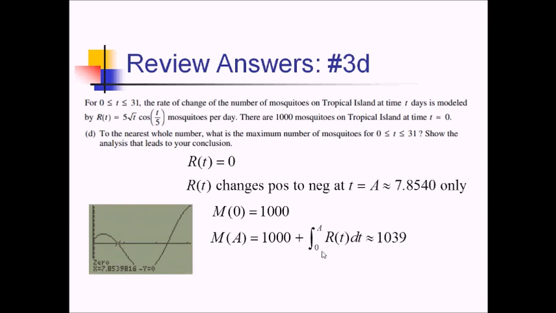All right, now let's do M of 31. Well, hold on a sec. We already calculated that on the last problem part, right? M of 31 we already found was 964. I was about to do 1,000 plus integral from 0 to 31, but we already found it in part C, so why bother? Our max then, they just wanted to know the max number. They didn't care about when it happened. Our max, which happens at time A, is 1,039 mosquitoes.